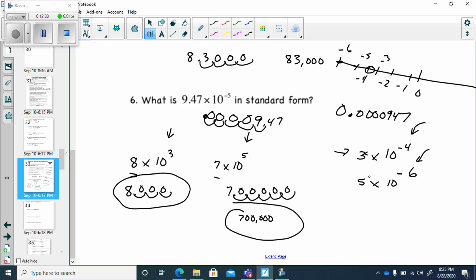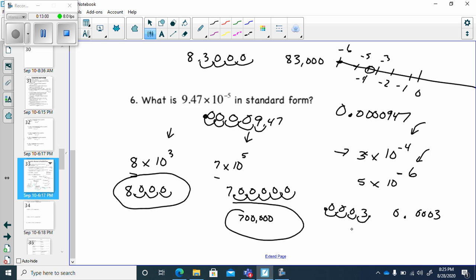Now let's check it and see. 3 times 10 to the -4. I've got 3. I understand the decimal is there, but times 10 to the -4 means I make it a smaller number. I'll move it 4 places: 1, 2, 3, 4. Okay? This is 0.0003. And let's try this number here.